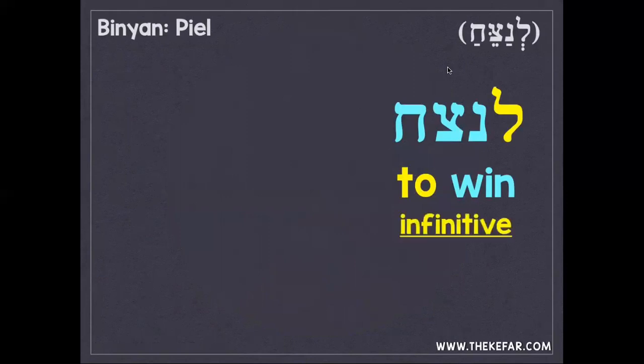Okay, so this is the infinitive lenatseach. So step 1, which I'm sure you can do in your sleep at this point, is to get rid of that initial lamed. And once you get rid of that lamed, you have your root, which is nitzach.